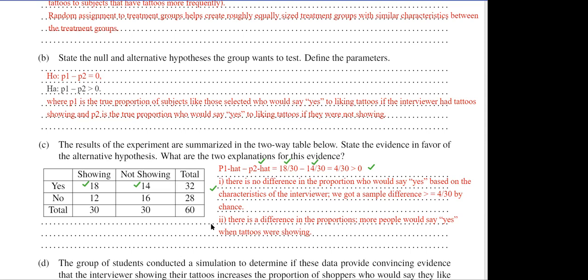Now, what's the other possibility? That there actually is a difference in the proportions. More people would say yes when tattoos were showing, right? That, hey, if you're showing tattoos and you're asking, do you like tattoos? People may not like confrontation and might say, oh, yes, I like tattoos, simply because you're showing them.